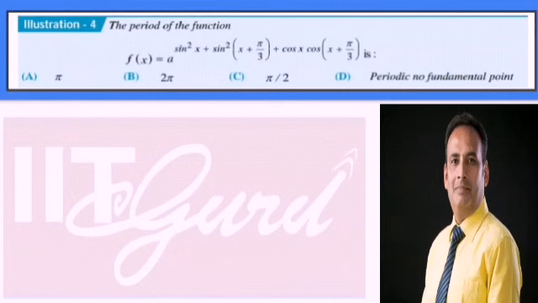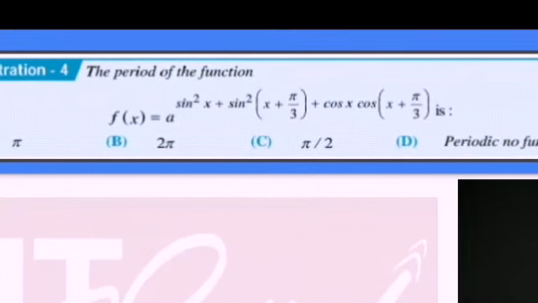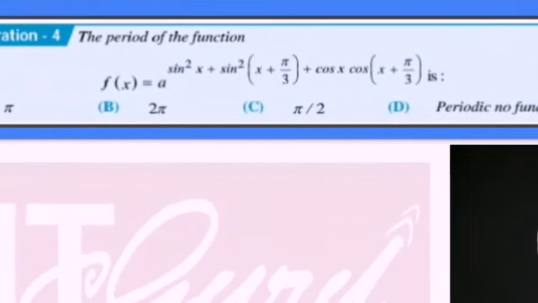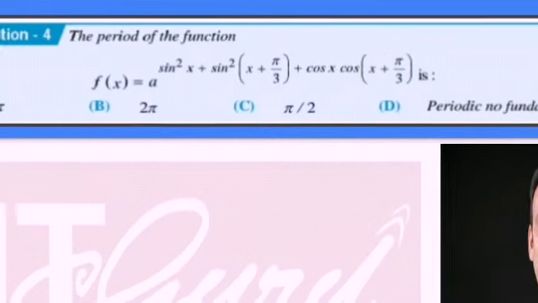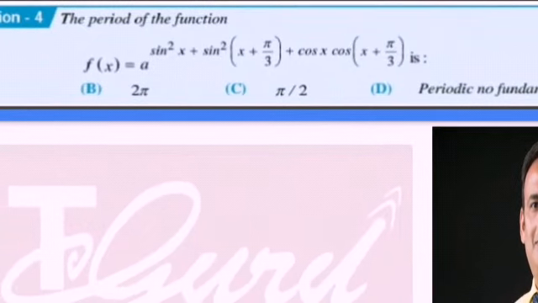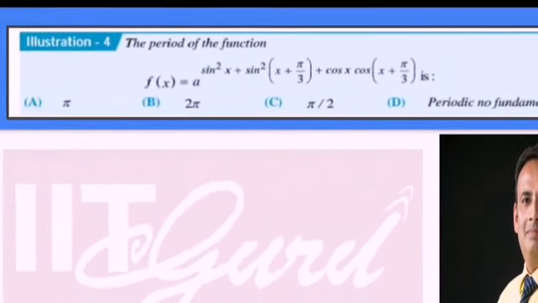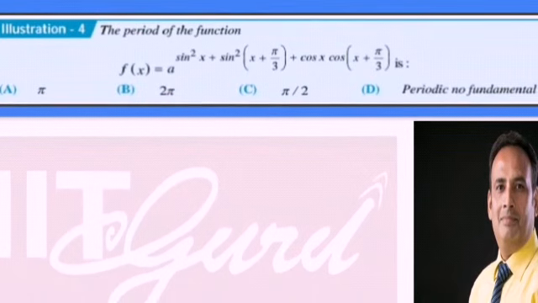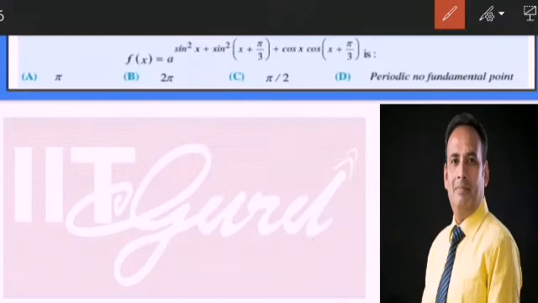Question number 3. This is also a well-known question in the JEE syllabus. Perhaps this question is from IIT. The period of the function sin square x plus sin square (x plus pi by 3) plus cos x cos (x plus pi by 3) is: options are pi, 2 pi, pi by 2, periodic with no fundamental period. Okay, so try yourself once.